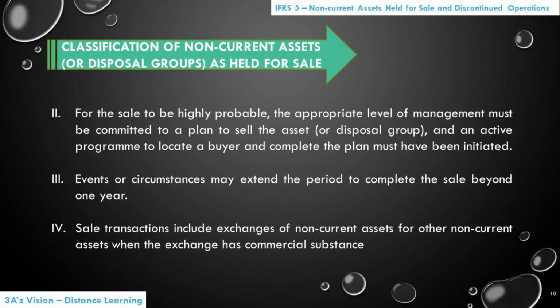Number 2. For the sale to be highly probable, the appropriate level of management must be committed to a plan to sell the asset, or disposal group, and an active program to locate a buyer and complete the plan must have been initiated. Number 3. Events or circumstances may extend the period to complete the sale beyond 1 year. Number 4. Sale transactions include exchanges of non-current assets for other non-current assets when the exchange has commercial substance.